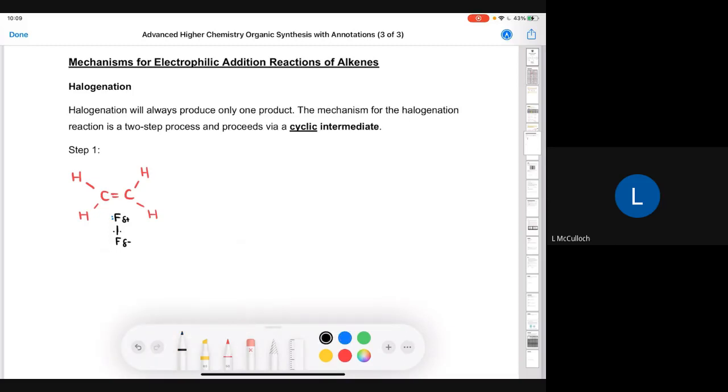So we're going to start with the attack from the electrons in the pi bond. So what's going to happen is we're starting our curly arrow at the carbon-to-carbon double bond, and we are going to end that curly arrow in the space where we're going to be drawing a new bond between the carbon and the fluorine.